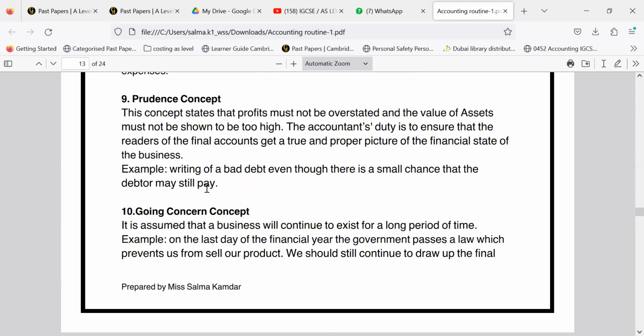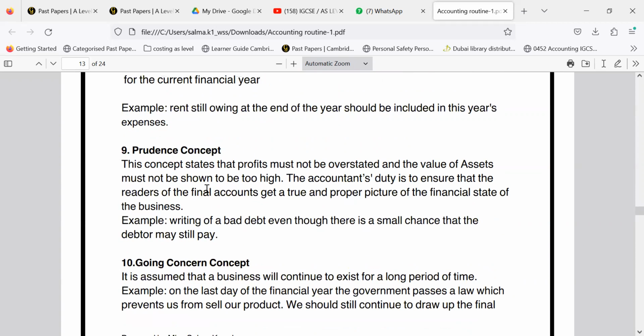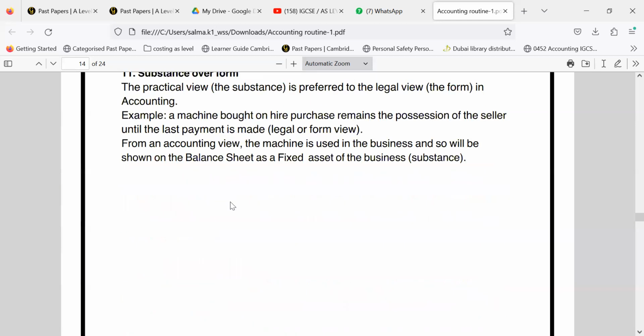That profits and assets should not be overstated. Your assets should not be overstated. But what is the reason for your prudence concept? You're supposed to value something at NRV and cost. We're supposed to take the lower value. Yeah, you're supposed to take the NRV and cost, whichever is the lower value.